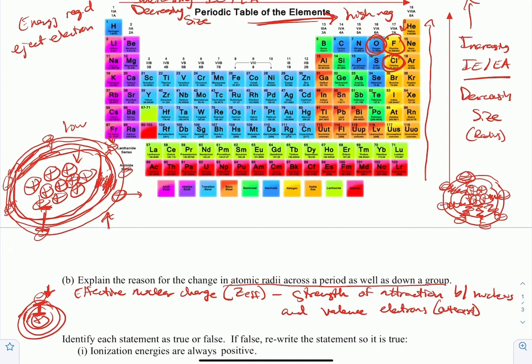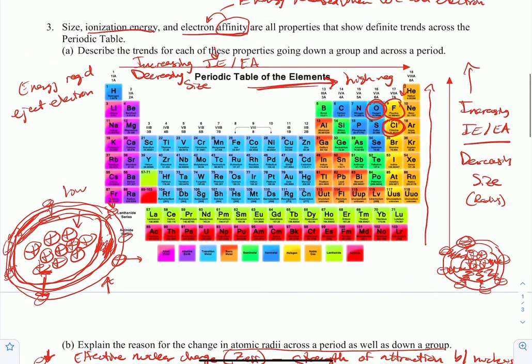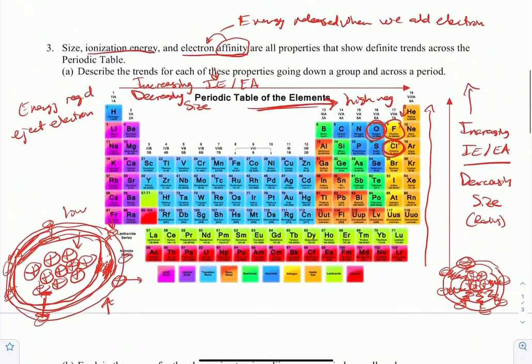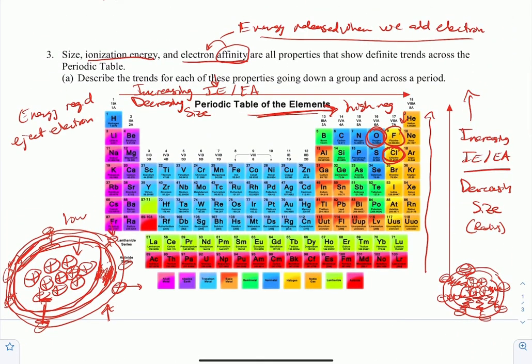And so the weaker, that's why the trend is actually the opposite in terms of radius. You'll decrease in radius as you increase in effective nuclear charge. So let me just put that here. As Z effective increases, that equals decrease in size, which is an increase in ionization energy and electron affinity. And electron affinity is just, remember, the energy released when we add an electron.